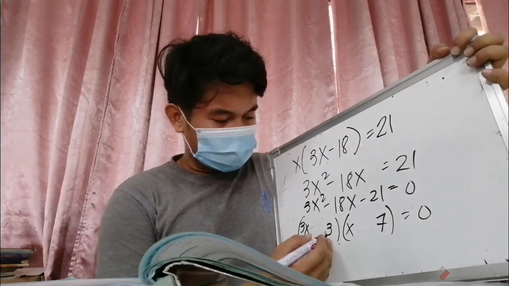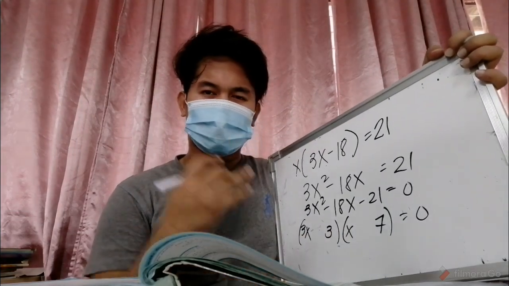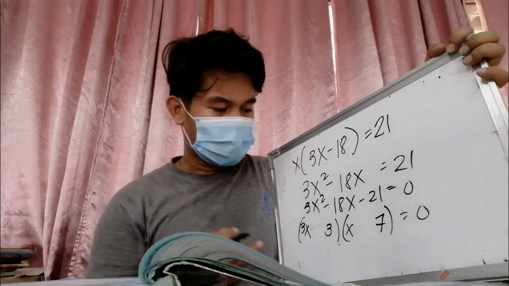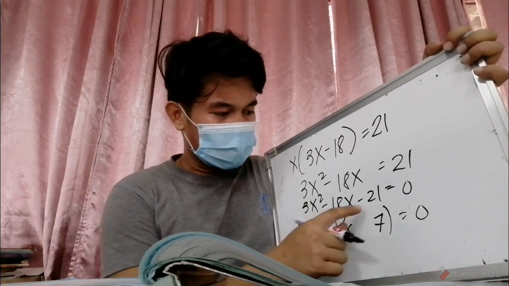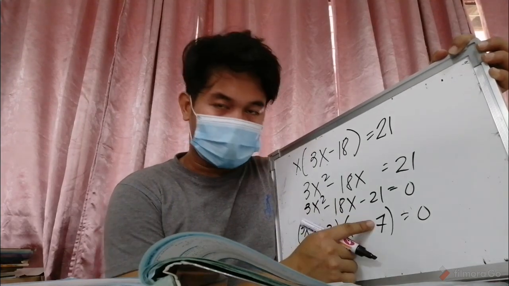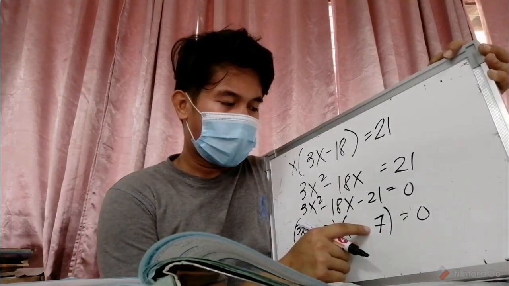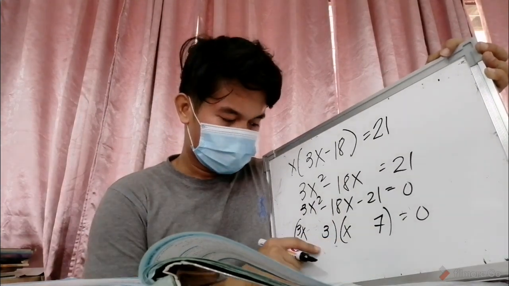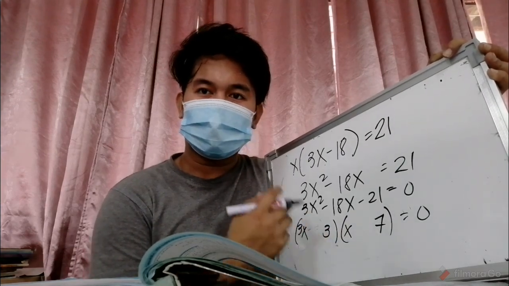If we're going to multiply, 3 times x is 3x and 7 times 3 is 21. So, parang nandun na. Ang kailangan lang natin ilagay ay yung sign. Dahil negative yung 21, dapat positive at negative yung sign natin. And as you can see, our middle term here is negative. Therefore, kailangan yung mas malaking product dapat sa dalawang ito ay negative yung sign.